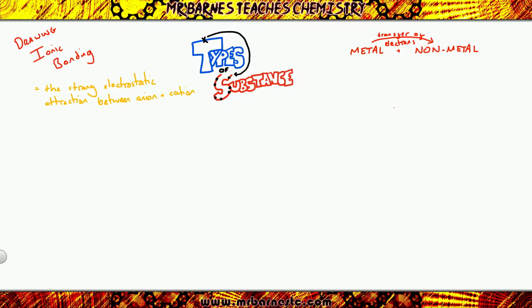The next thing you need to be able to do in ionic bonding is to be able to draw it, and to be able to draw dot and cross diagrams. So we're going to have a look at the reaction between aluminium and chlorine. Aluminium is a metal, so it loses electrons. Chlorine is a non-metal, so it gains electrons. Therefore, we know it's ionic.